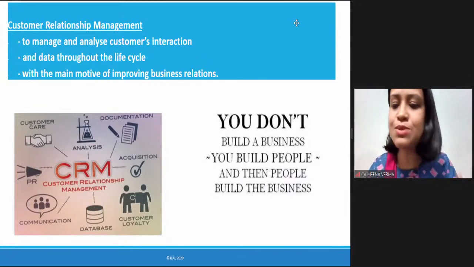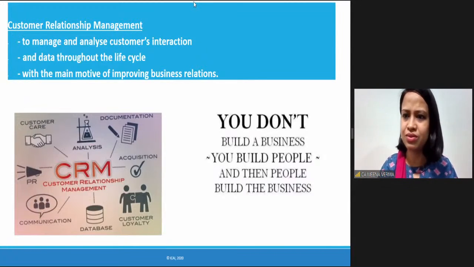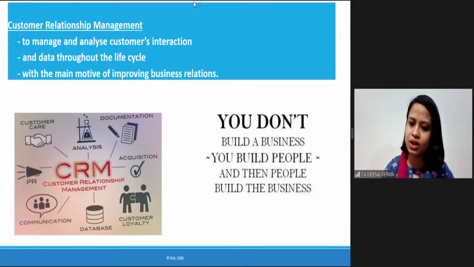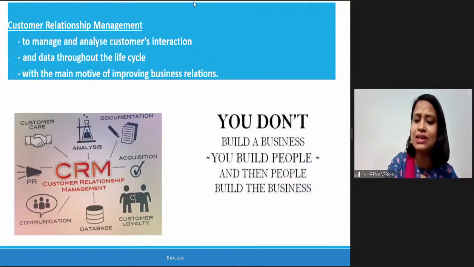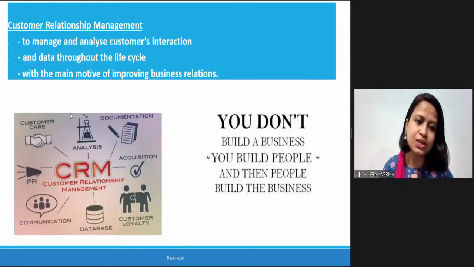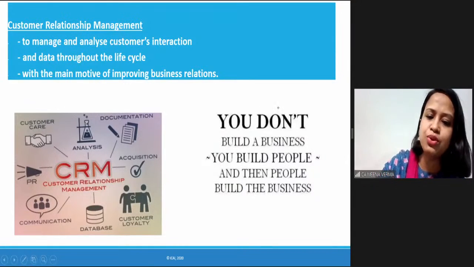Okay, customer relationship management. See, in the entire supply chain, managing the relationship with the customer is very important. Managing not just the relationship with the customer but with everyone. We have a very beautiful line here.